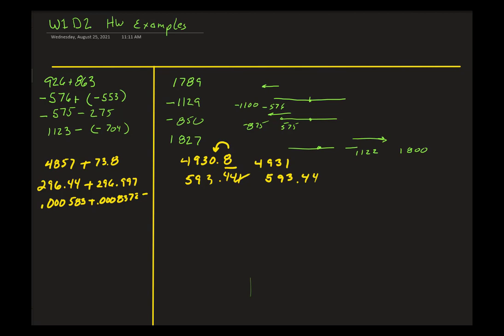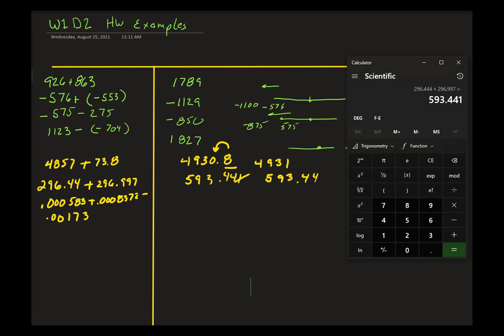Minus 2 zeros, 173. 0, 0, 173. All right, let's go throw it into the calculator and see what we get. We could estimate this if you wanted to. We got 3 zeros here, 3 zeros there, and that's about a 6, and that's about an 8.